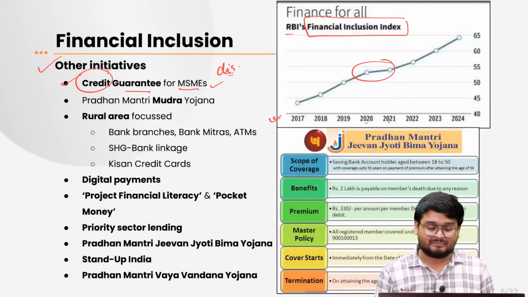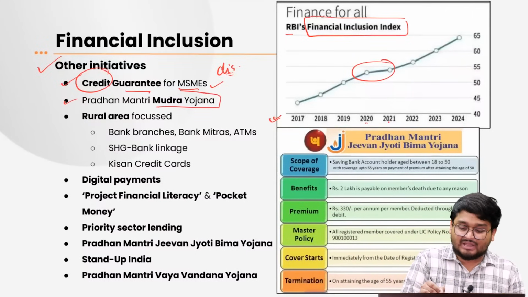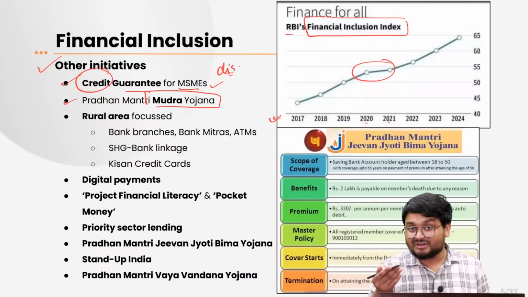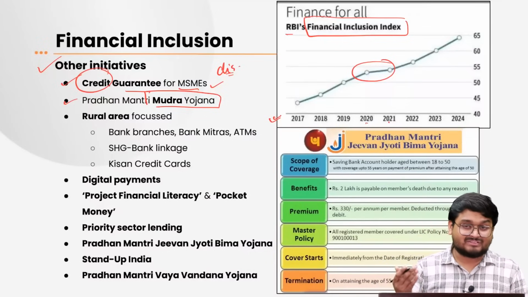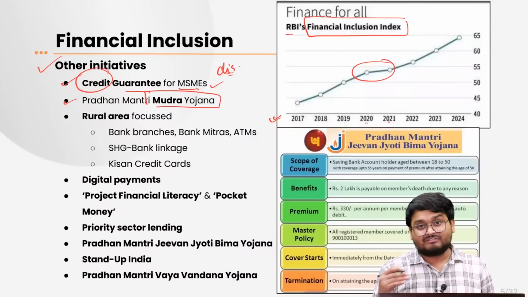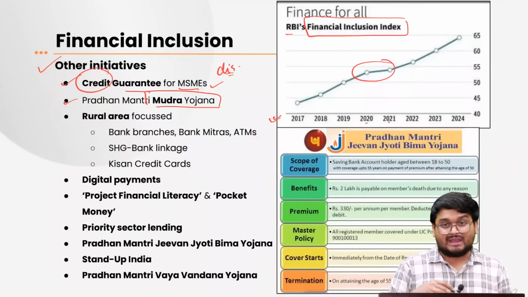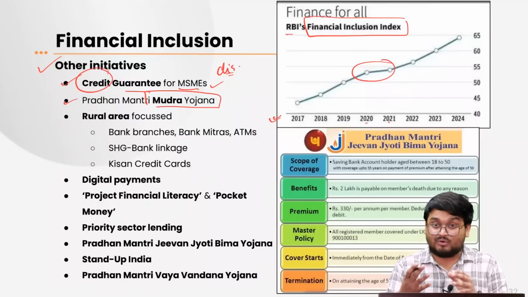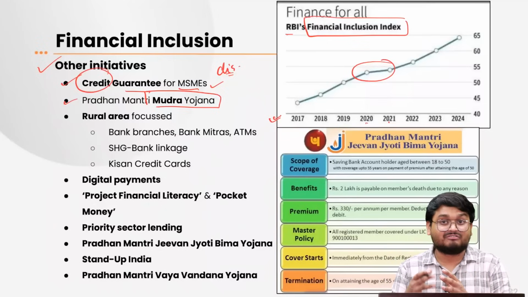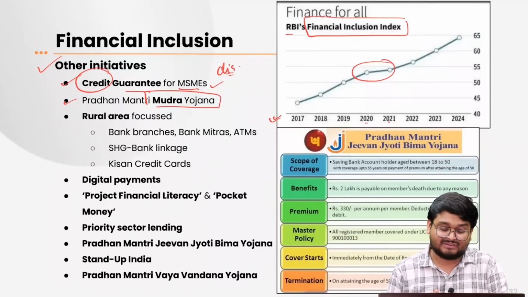Next, we have the Pradhan Mantri Mudra Yojana, again a very, very important initiative to promote more and more MSMEs by actually classifying the various enterprises into Kishore and Shishu categories, where based on their size, they will be getting various financial incentives by the government of India.